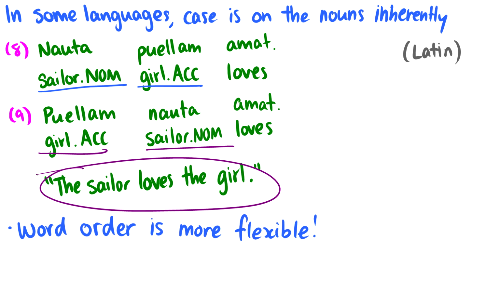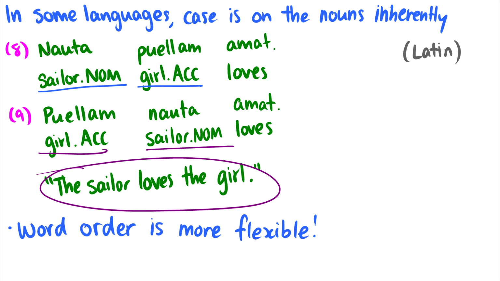And this is because the case is part of the words. So because the case is part of the words, when you hear the word, you know whether it's the subject or you know whether it's the object of the sentence. Therefore, if you switch them around, it doesn't inhibit your understanding of the sentence. So that's cool. In some of these languages, word order is really flexible.